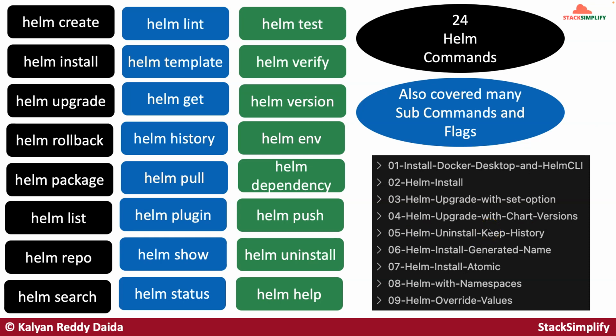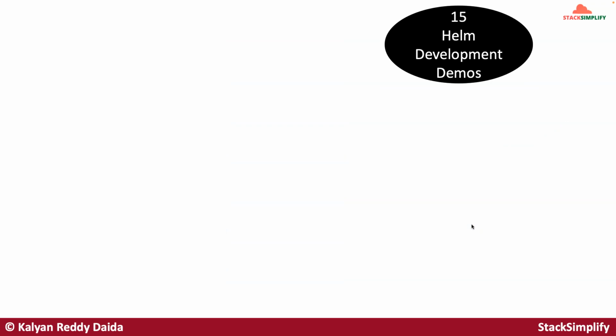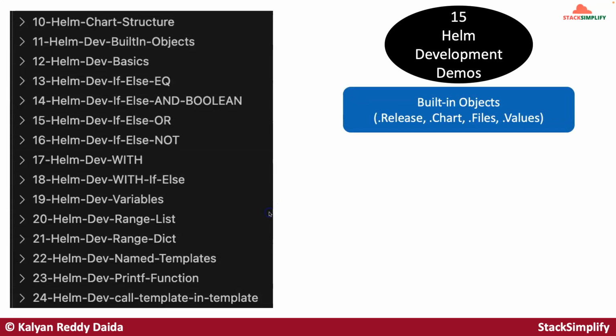Once we get good hands-on with Helm, we'll move on to implementing Helm development demos. We have created 15 Helm development demos covering all the topics of development. We will start with Helm built-in objects, and we'll learn about what is the .Release object, or .Chart object, or .Files or .Values in detail with the sub demos inside section 11.